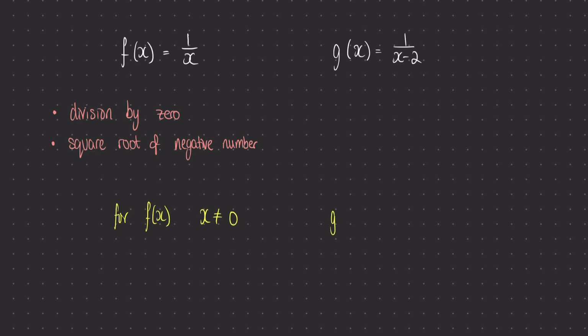For g of x, I can see that again I've got a fraction and I don't want the bottom to be equal to 0. In this case then, I must exclude the value x equals 2. When x equals 2, I can see the bottom of that fraction will be 0, so giving us an impossible operation, therefore we must exclude it if we want it to be a function.